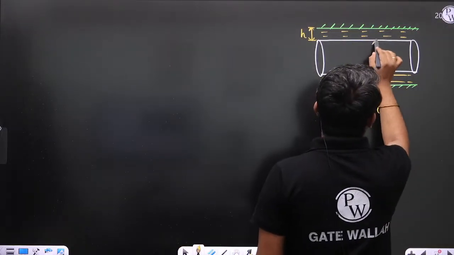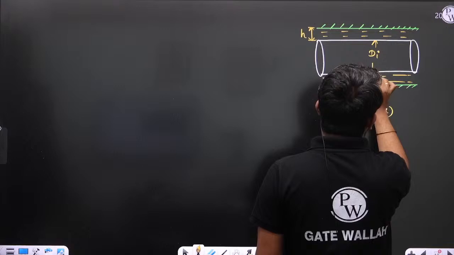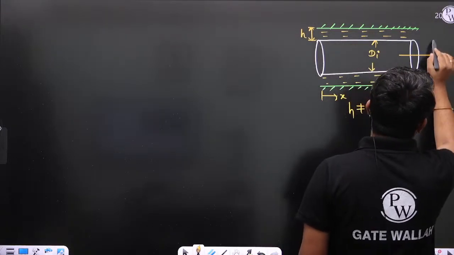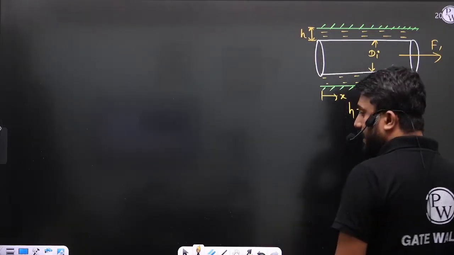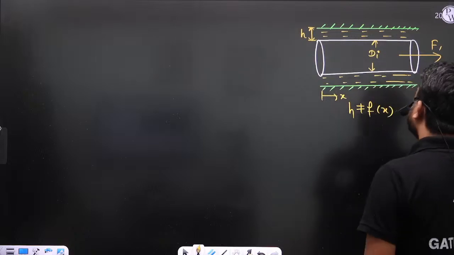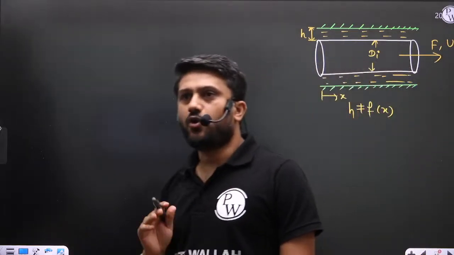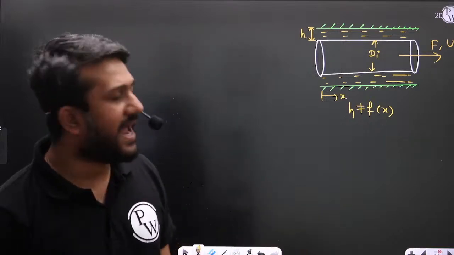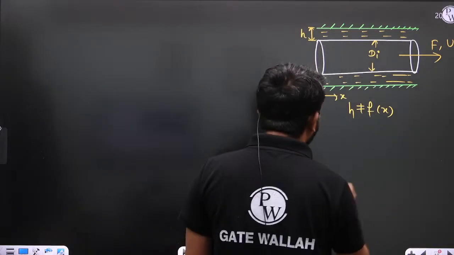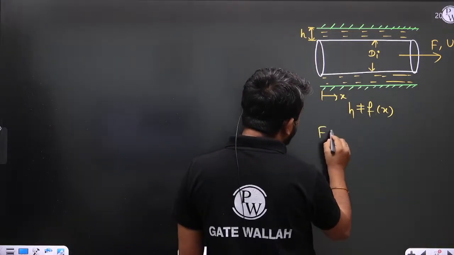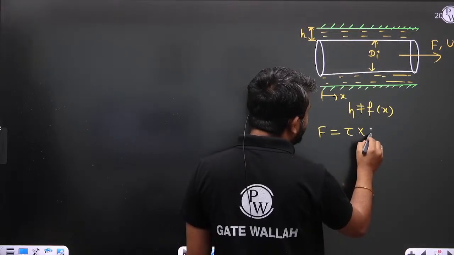Let us consider the diameter is di, and I am applying a force F to pull this shaft with a constant velocity of u. So in this case, what is F? Can you find out F? This is very simple, na? F is equal to tau multiplied by shear area.